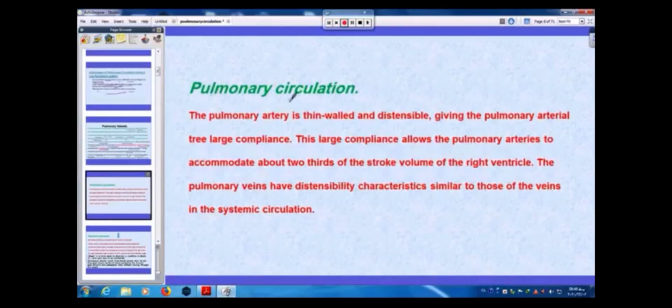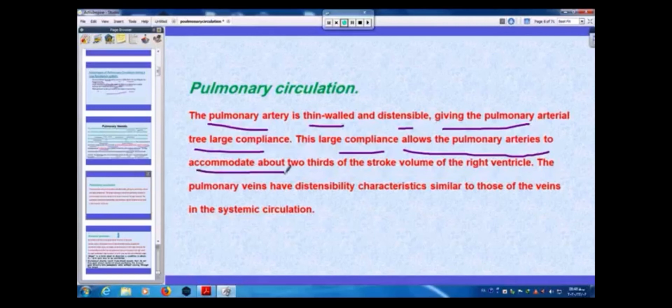In the pulmonary circulation, the pulmonary artery has the thin wall that we mentioned before, and is distensible, giving the pulmonary arteries a large compliance. These features are very important. This large compliance allows the pulmonary arteries to accommodate about 2/3 of the stroke volume of the right ventricle. The pulmonary veins have distensibility characteristics similar to those of the veins in the systemic circulation.